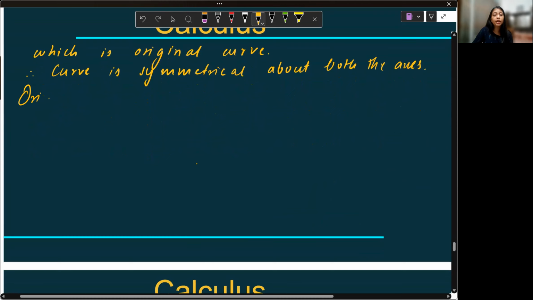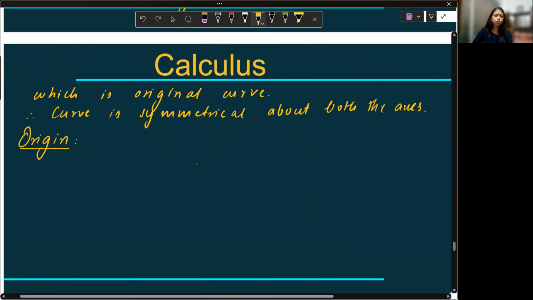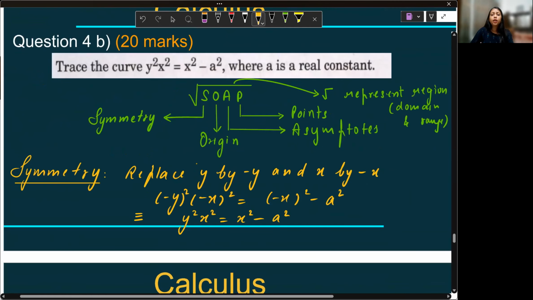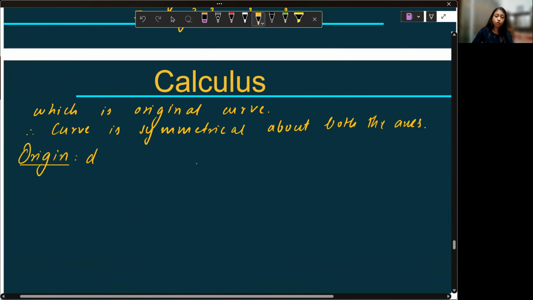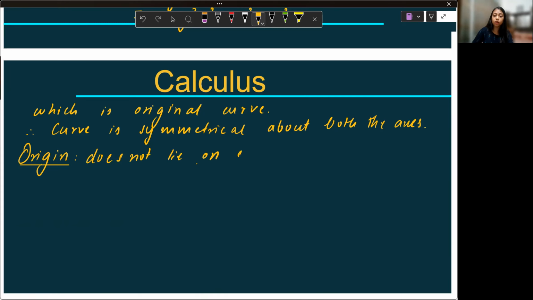After symmetry, we discuss the origin, whether the curve passes through the origin or not. Substitute 0, it can be clearly seen that 0 equals 0 minus a square, so that doesn't lie on the curve. So the origin does not lie on the curve.